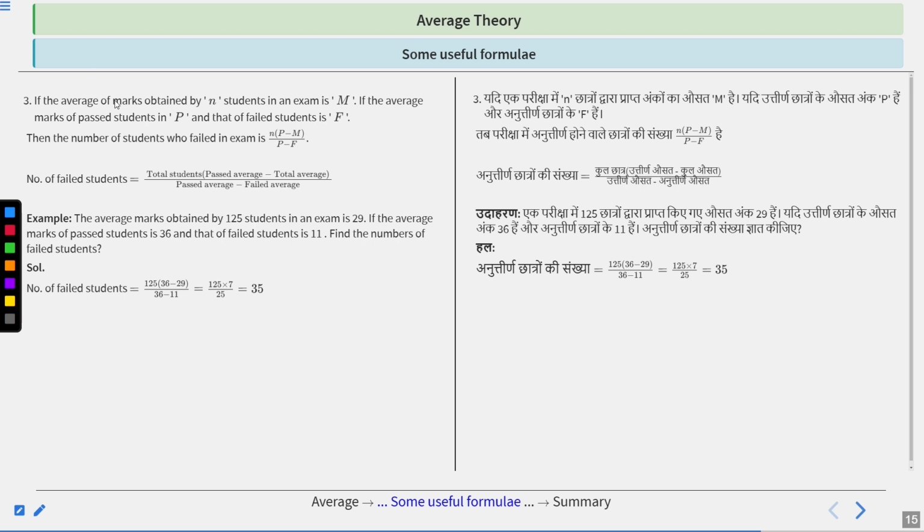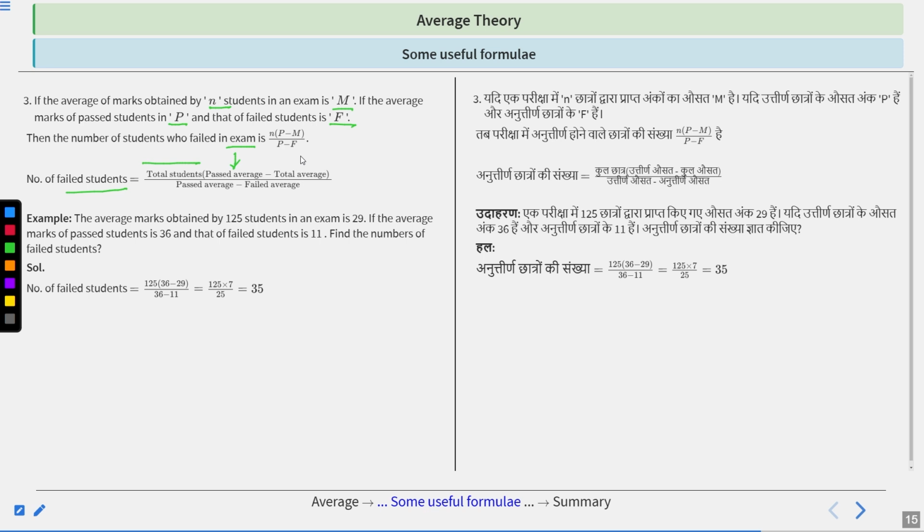Now the next one is, if the average of marks obtained by students in an exam is m, the average marks of passed students is p and that of failed students is f, then the number of students who failed in the exam is n into (passed students' marks minus total marks) upon (passed minus failed). Clear?